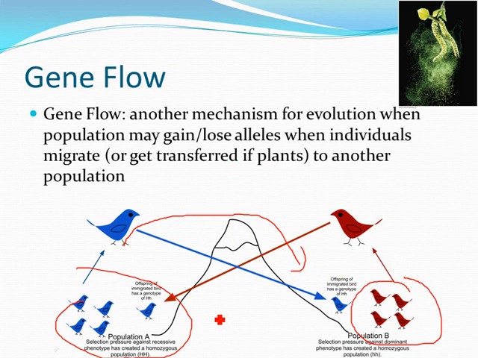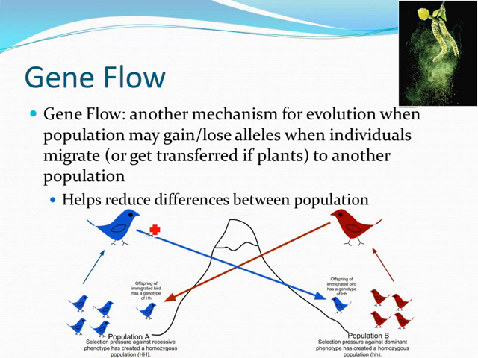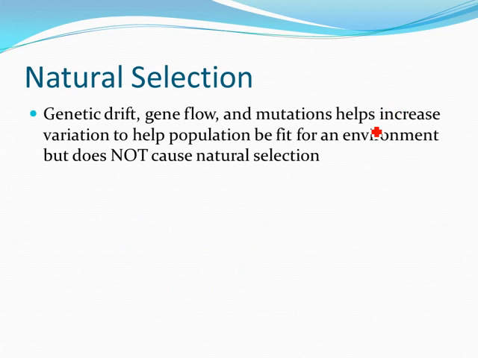And like I said, it helps reduce the differences between the populations. So in this particular case, even though they are separated by that mountain, they might still be the same species. Genetic drift, gene flow, and mutations all increase the amount of variation within the gene pool. And it does help the population to potentially be fit for an environment that might occur. However, it does not cause natural selection.